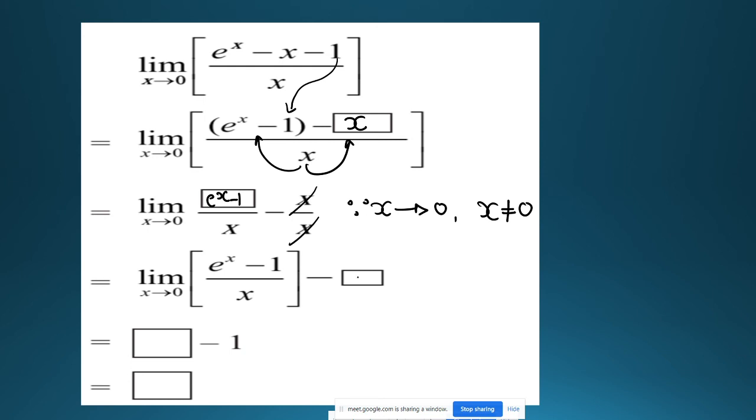After canceling, 1 will come. Now what should I write in this place? Do we have any formula for this? Yes, the answer is going to be 1. So 1 minus 1. The final answer is 0. Right? So that's all about this question. It was simple.